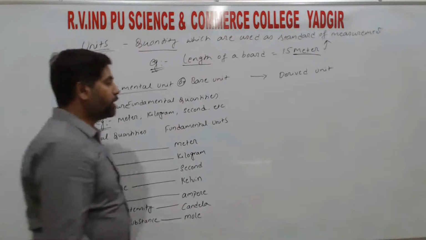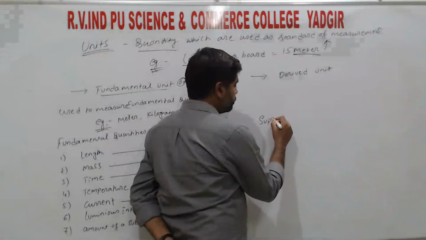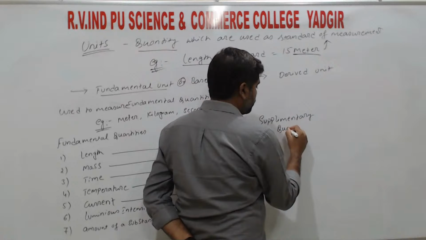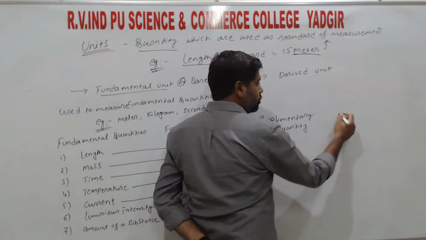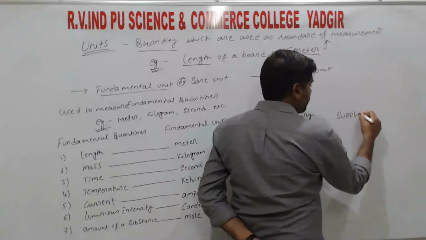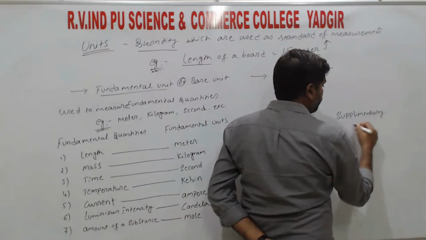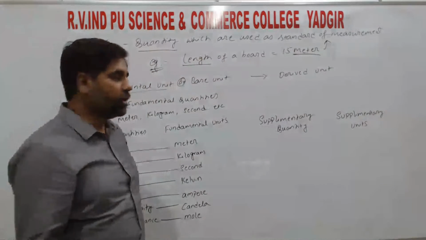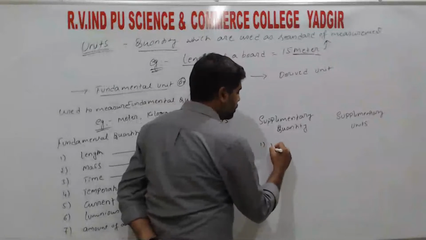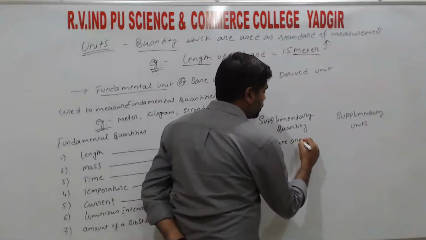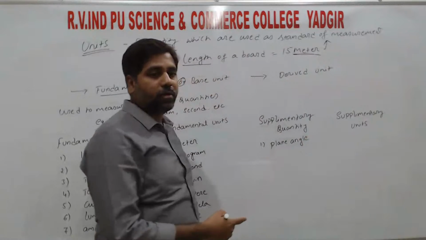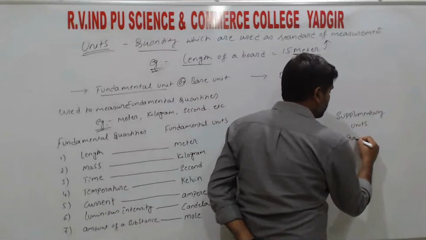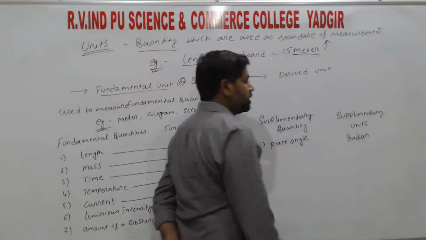So there are two supplementary units, right? Supplementary quantities and supplementary units. The units used to measure supplementary quantities are supplementary units. The first one is plane angle. That means when we measure an angle two-dimensionally, we call it plane angle. Since we use this a lot in mathematics, angle is measured in radians.